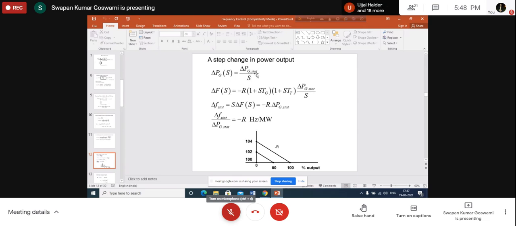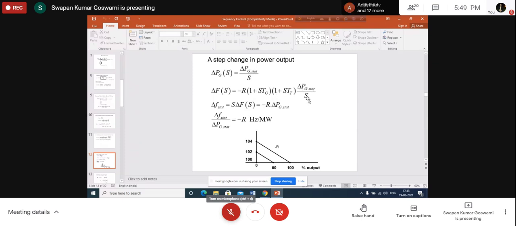Delta PG stat means finally how much will be the change in output. That is, we are writing delta PG stat. And since this is a step change, delta PG(s) will be equal to delta PG stat by S. Okay, is it clear? Now, what is the value of delta F(s)? Put the value: minus R by (1 plus S TG)(1 plus S TT) times delta PG stat by S.